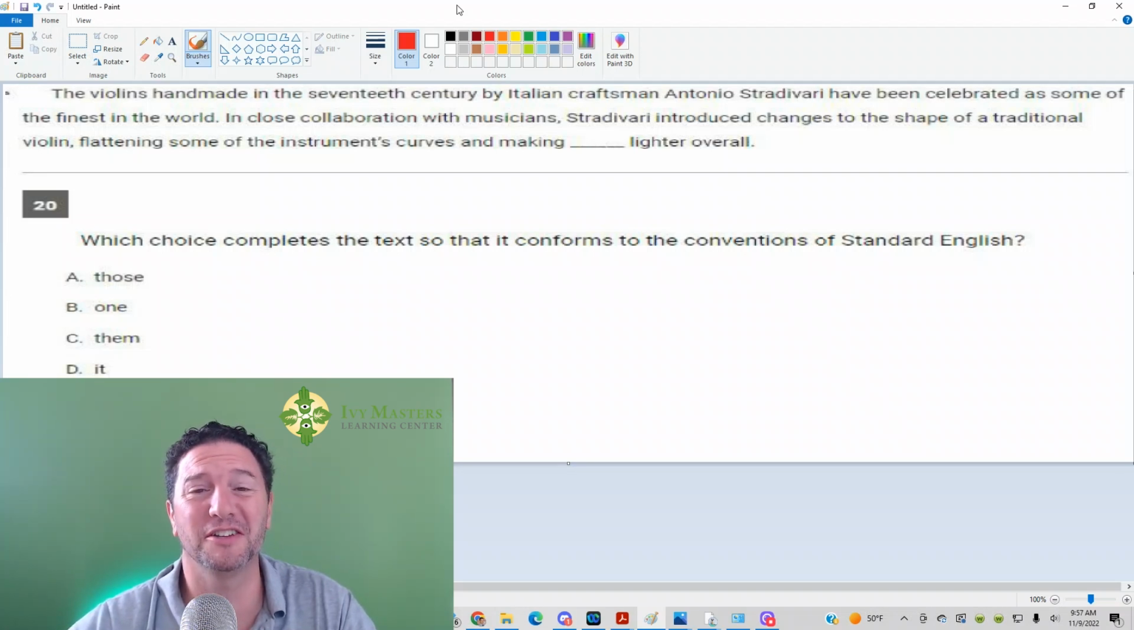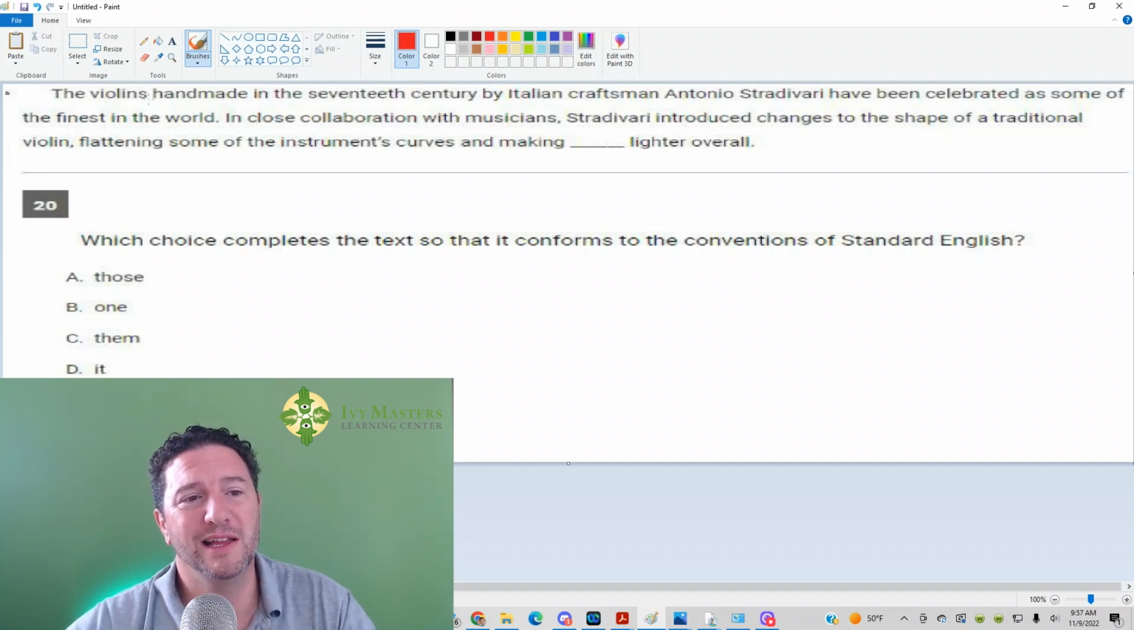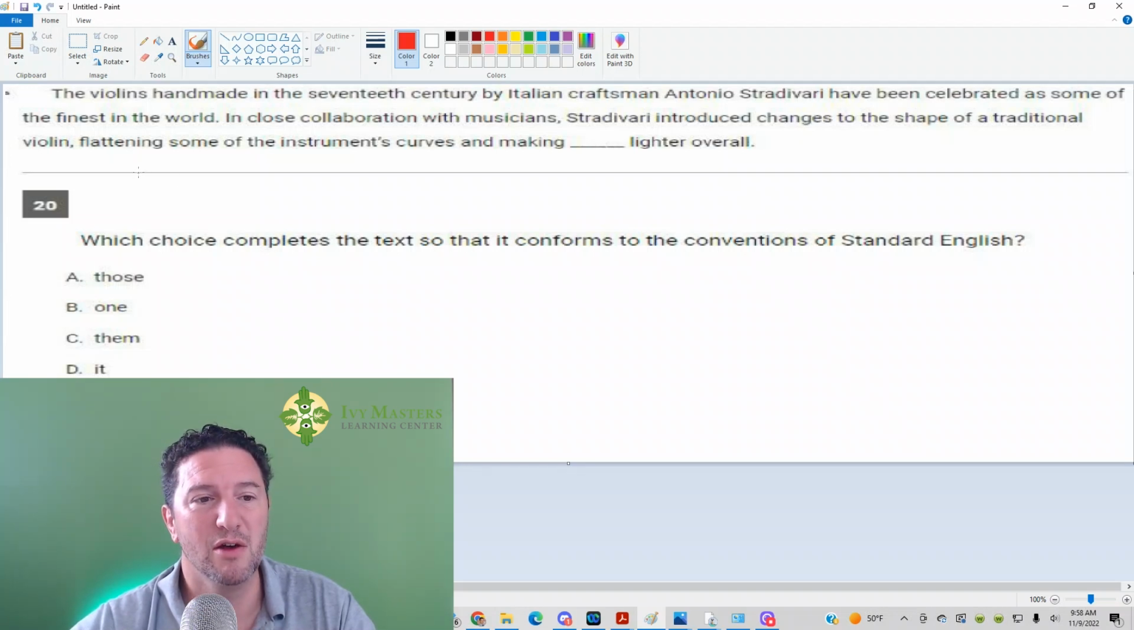And today we're going to look at the 20th question from Digital SAT Test 1, Reading and Writing. The paragraph reads: the violins handmade in the 17th century by Italian craftsman Antonio Stradivari have been celebrated as some of the finest in the world. In close collaboration with musicians, Stradivari introduced changes to the shape of a traditional violin, flattening some of the instrument's curves and making blank lighter overall. What choice completes the text so that it conforms to the conventions of standard English?